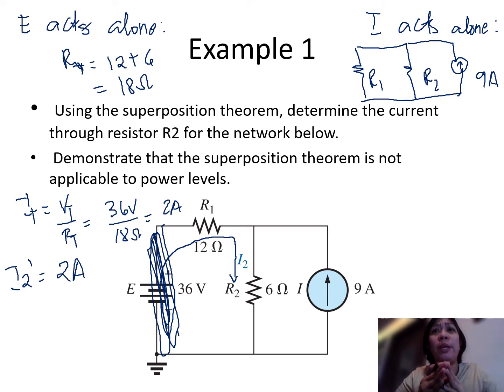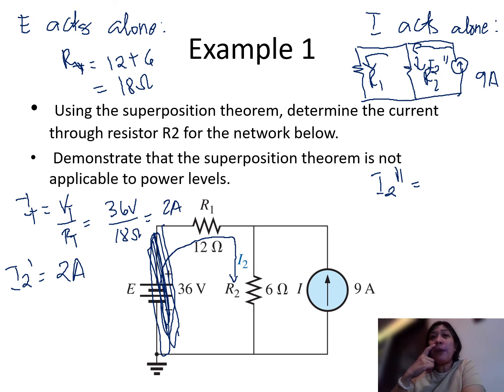So what we're going to do here is make use of the current divider principle. By looking at the direction of your I here, it will flow in this manner. So technically this is our I2. We will be calling this I2 prime, which is the effect of our current source, and this is also your current here. So what is the current divider principle there? We are concerned with the current that will flow across our R2.